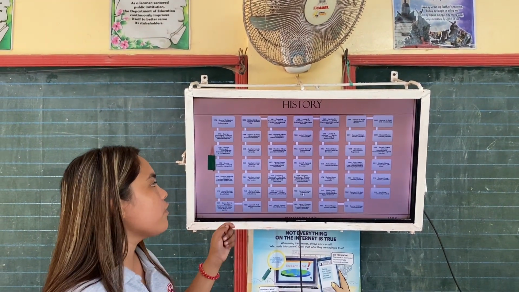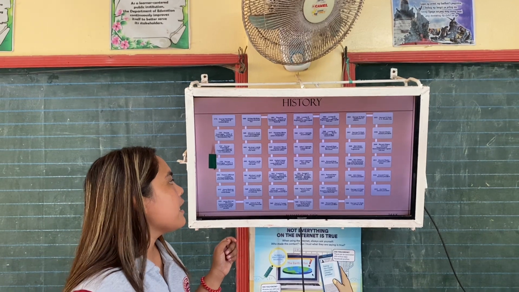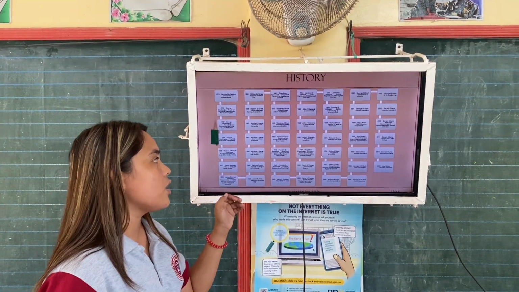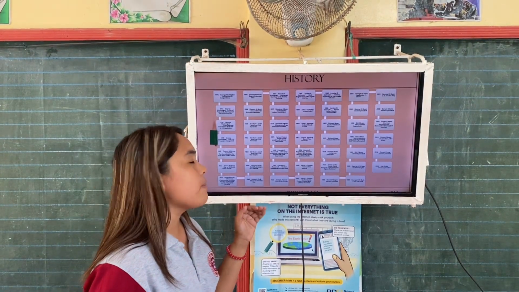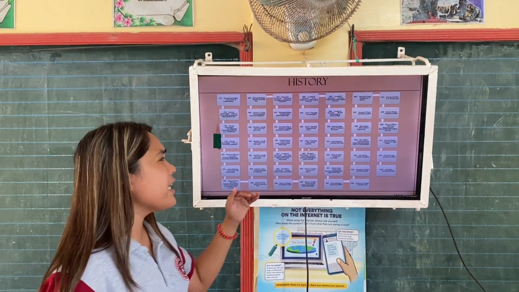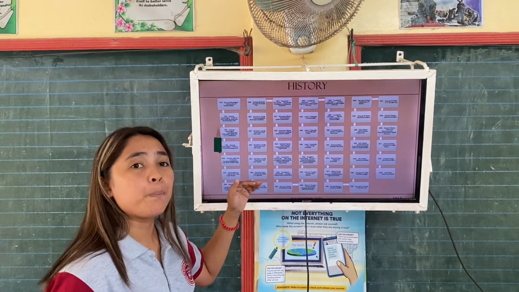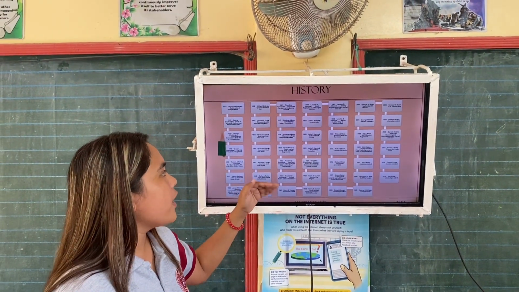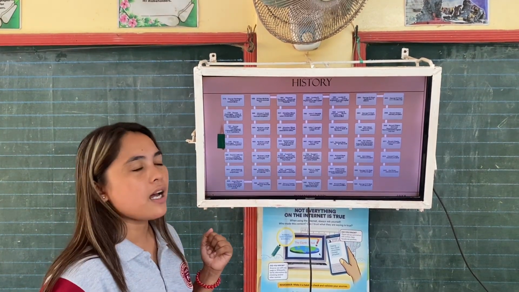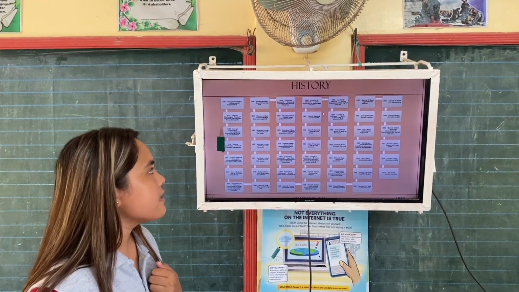And then 1954, Dwight D. Eisenhower, the Brown v. Board of Education decision desegregates public schools. And then 1961, John F. Kennedy, this is the Bay of Pigs invasion. So in 1963 also, John F. Kennedy, the Cuban Missile Crisis happened.